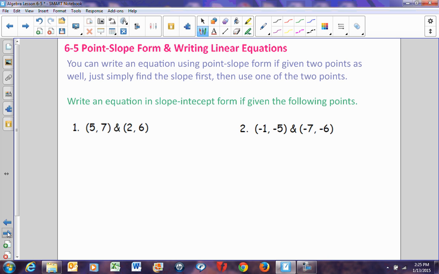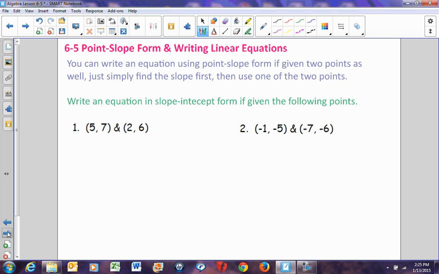You can also write an equation using point-slope form if you're given 2 points, with no slope. Simply find the slope first, which we already did in 6-1, and then use one of the 2 points. And it doesn't matter which set of points you use, as long as you use the x value and the y value from the same point. So this first problem here, we need to write the equation given points 5, 7, and 2, 6.